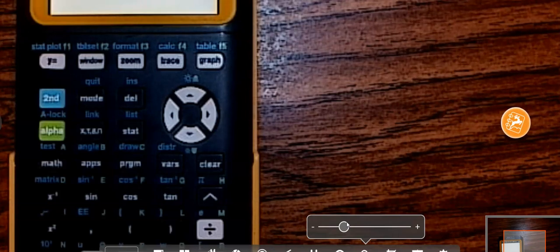Anybody have the older style? No. You're not going to, you're going to have to do this the old-fashioned way. Okay.